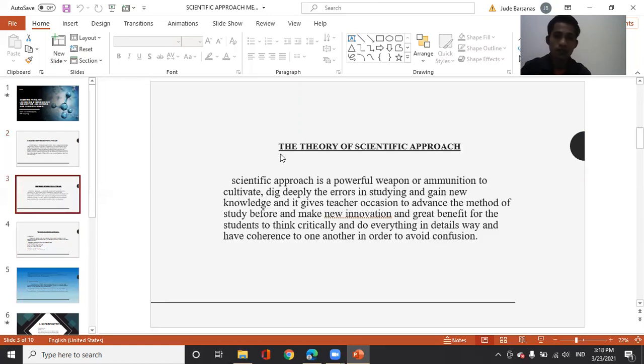Let us see together the theory of the scientific approach. The scientific approach is a powerful weapon or ammunition to cultivate, dig deeply into the errors in studying, and gain new knowledge. It gives teachers occasion to advance the method of study before and make new innovation and great benefit for the students to think critically and do everything in a detailed way and have coherence to one another in order to avoid confusion. It means that the scientific approach can help us to understand and can create a mutual understanding between the teachers and the students.